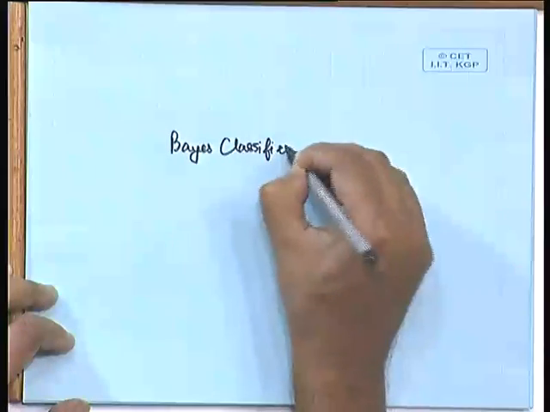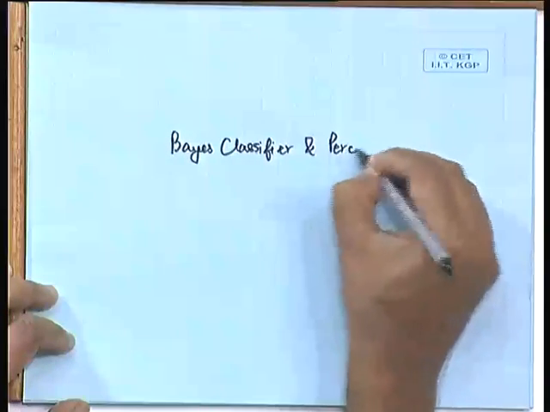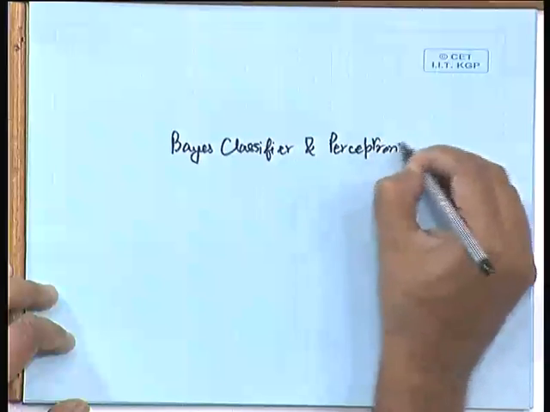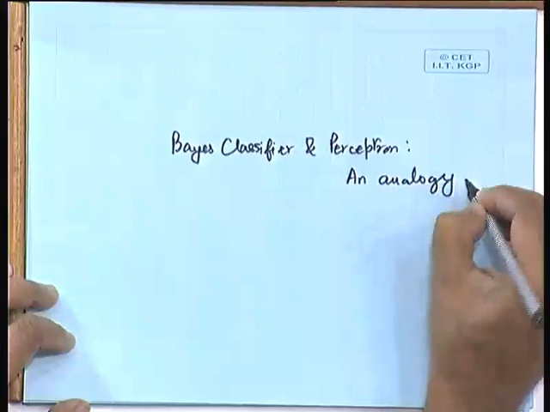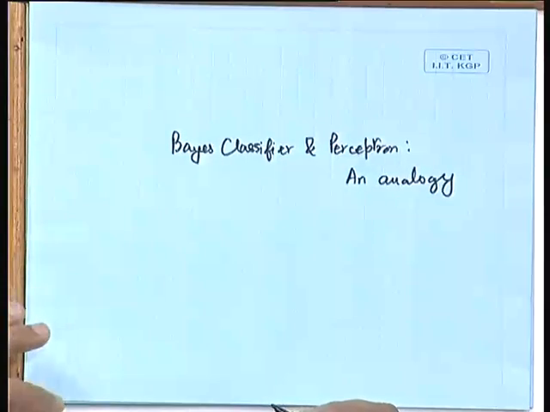Bayes classifier and perceptron, and we are trying to draw an analogy between these two. Bayes classifier is a very well known classifier that solves the pattern classification problems in the most classical way, whereas perceptron is the elementary form of the neural network that we are considering. So, is there any relationship between these two? That is what we are going to discuss today.